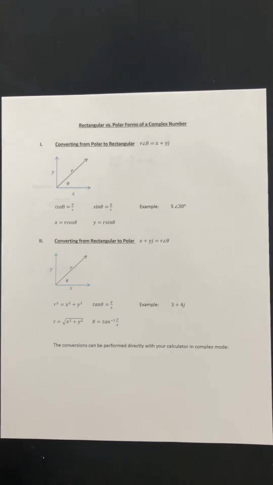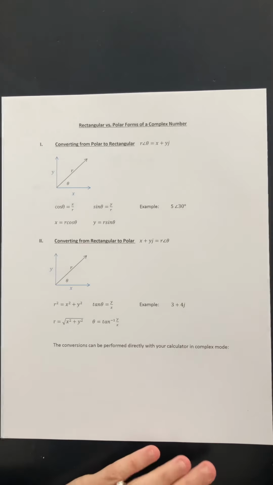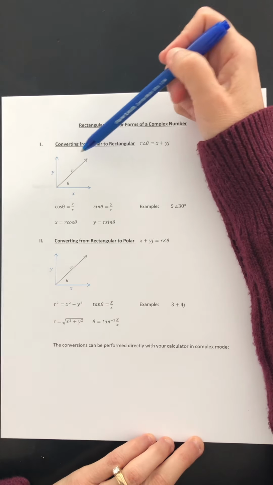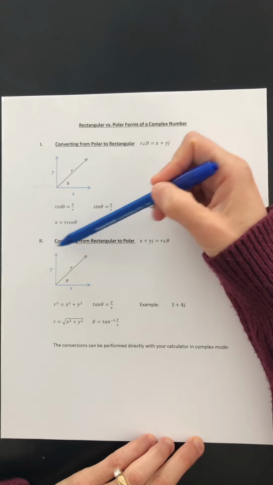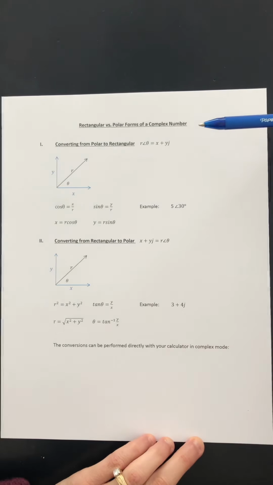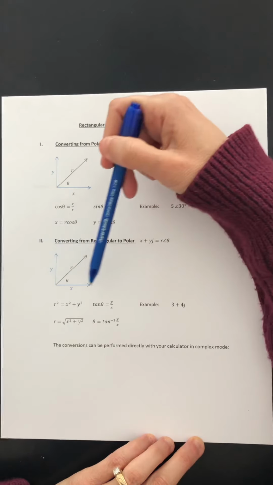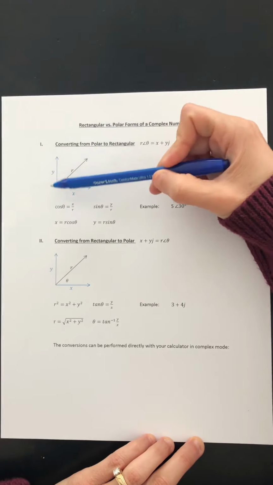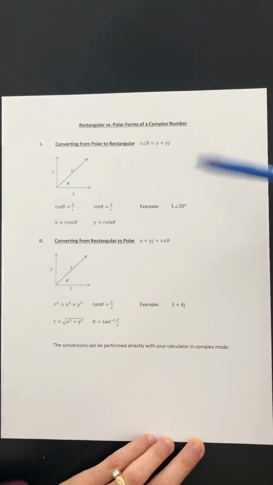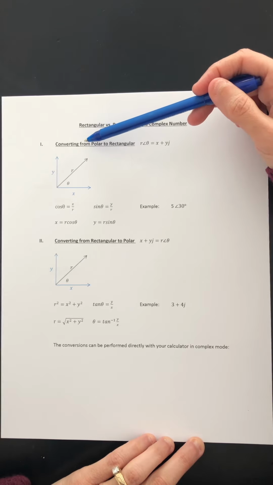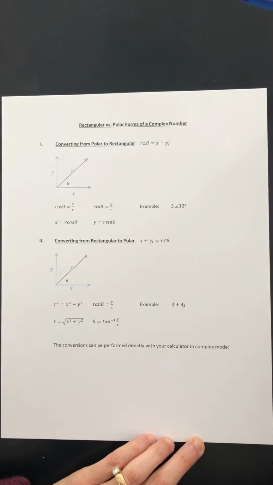Okay, we begin this next video with a look at the difference between rectangular and polar forms for a complex number. So what I've drawn for you here would be graphed in the complex plane. So in each case, the horizontal axis is now the real axis, while the vertical axis would be the imaginary axis. So we'll begin by looking at converting from polar form to rectangular form.